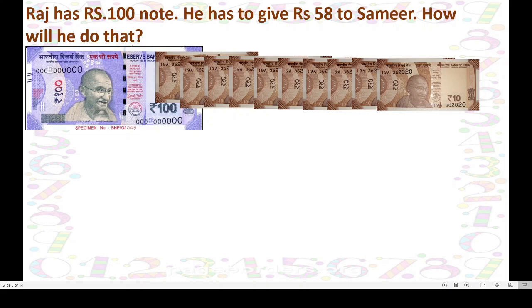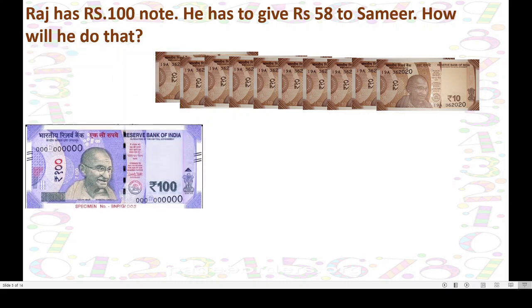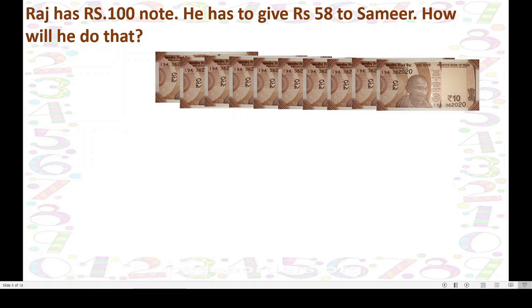This is 10, right? Now, what will he do then? He will give 100 to the shopkeeper. Now he has 10 notes of rupees 10 each. Then what? How much does he have to give? 58. He needs 8 units. He needs 8 coins, right?